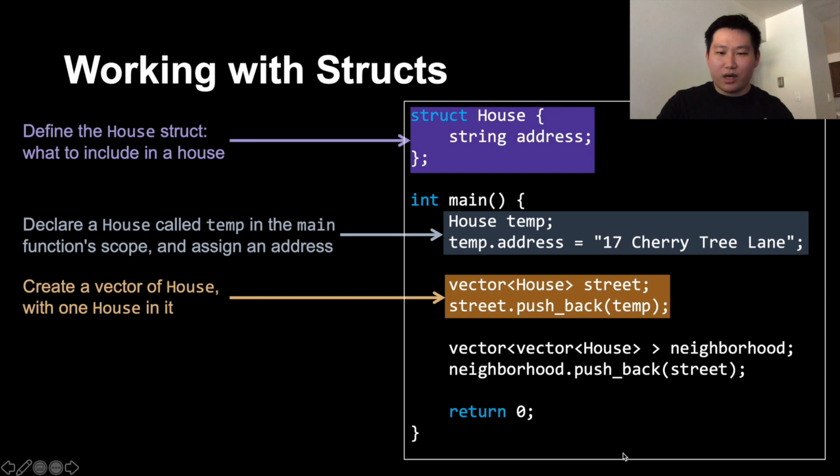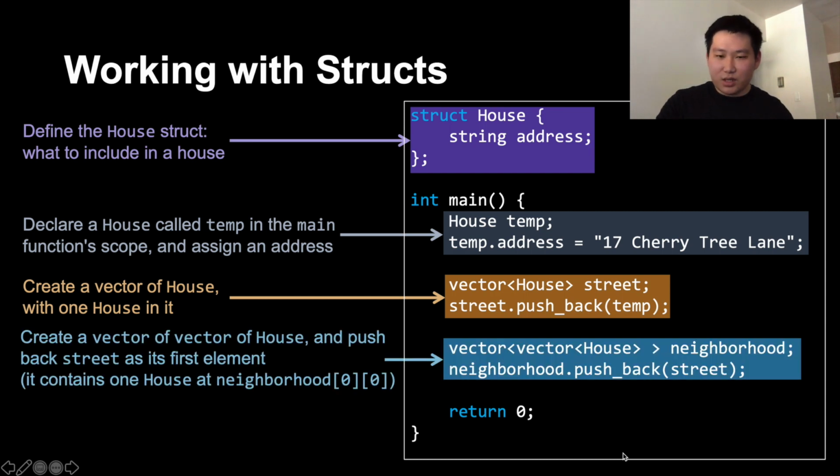And finally, we can also create vectors of vectors of houses. So in this case, we created a vector of houses, and we call it neighborhood, and then we push back a vector of house into it. Remember here that street has to match the type vector of house. So our neighborhood here contains one house, at neighborhood of 0 of 0.